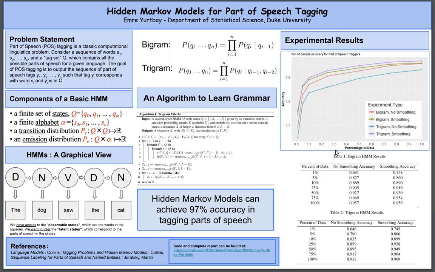We could formalize the part of speech tagging problem in the following way. Consider a sequence of words, S1 through Sn, and a tag set Q, which contains all the possible parts of speech for a given language. The goal of part of speech tagging is to output the sequence of part of speech tags Y1 through Yn, such that tag Yi corresponds with word Si and Yi is in tag set Q.